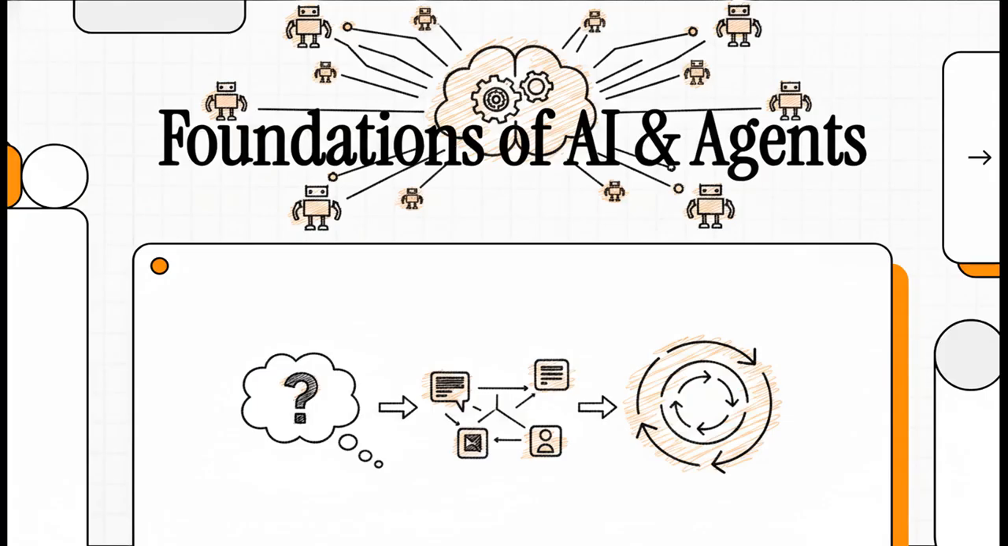But listen, we are moving way beyond basic ChatGPT usage here. We're not just typing a prompt and getting an isolated answer anymore. We're talking about building actual production-ready autonomous systems. So let's dive right in.